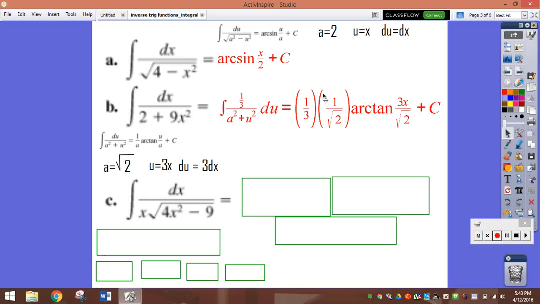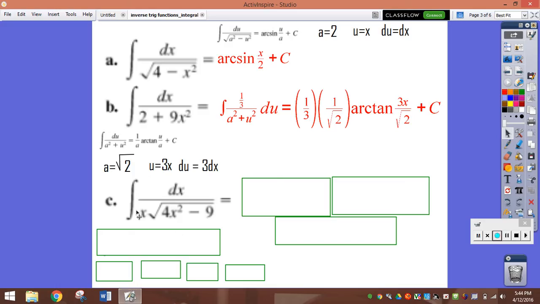And of course I could simplify this. I can multiply these two fractions. And then I could rationalize the denominator here by multiplying top and bottom by square root of 2. But remember, with free response, we don't have to do that. So we're going to leave it like that just to save ourselves from any errors that will make us lose points.